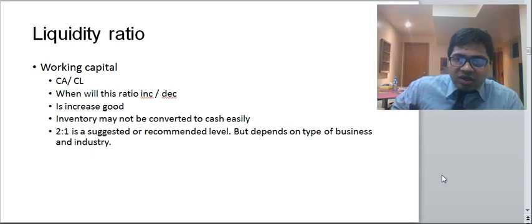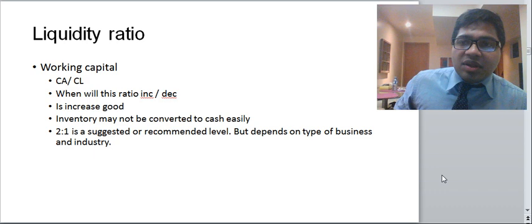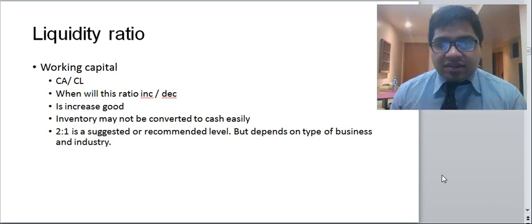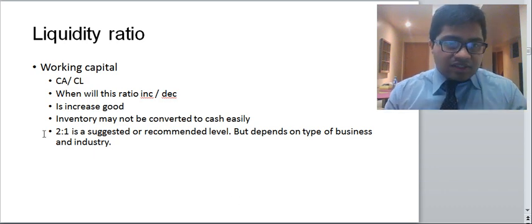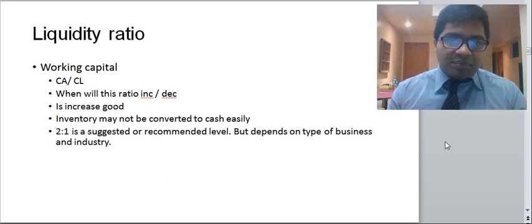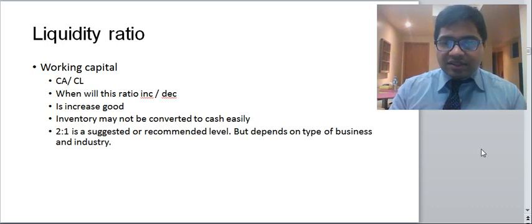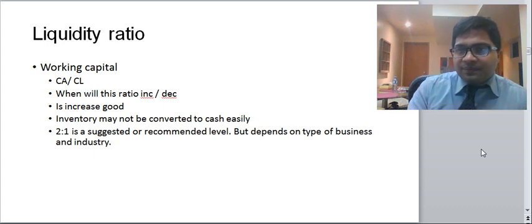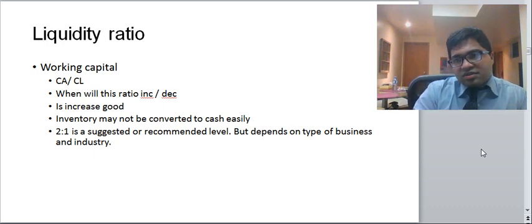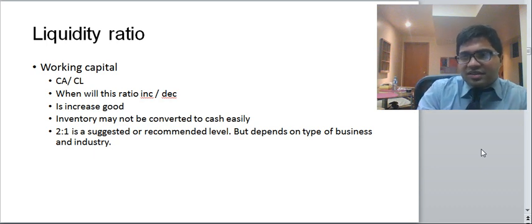Now it is important to understand that inventory is a part of numerator, that is part of current assets. Now to convert inventory into cash, you have to sell it. Either you sell it as a product or you sell it as a scrap. So inventory can lead to a wrong view of liquidity because inventory may not be easily converted into cash. Suggested ratio is 2 is to 1, but it depends on type of business and industry. Generally, companies that have stable earnings, that is stable cash flows, can have a lower ratio, but companies that are generally not having stable cash flows generally need to have better liquidity.